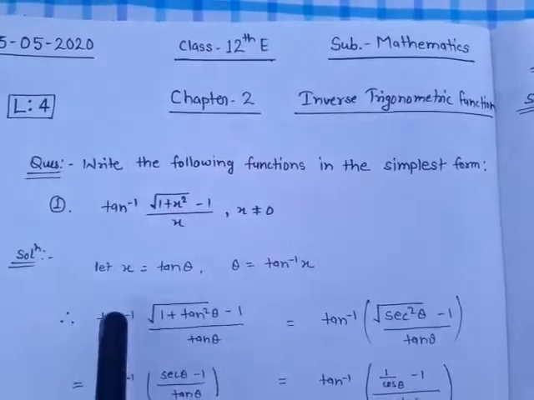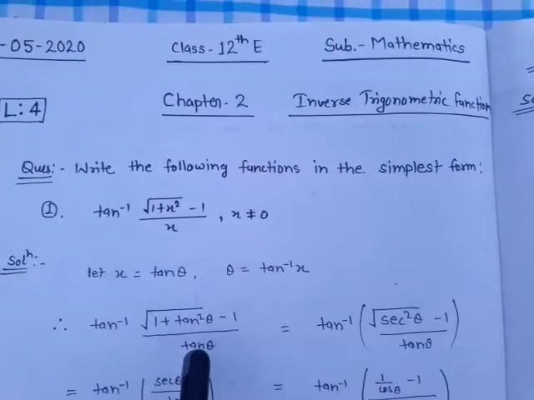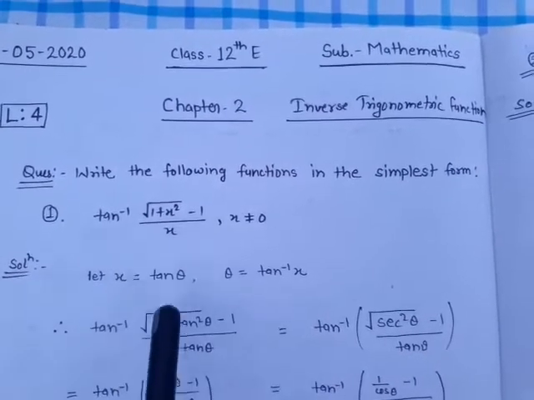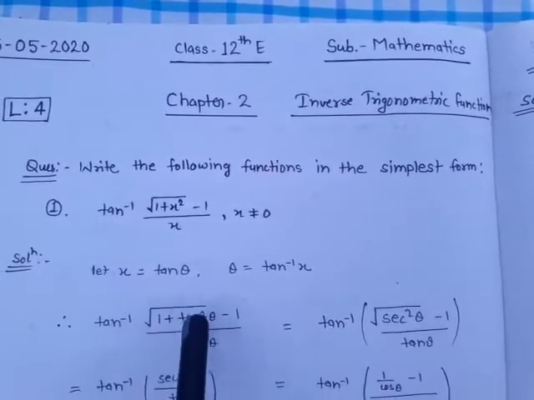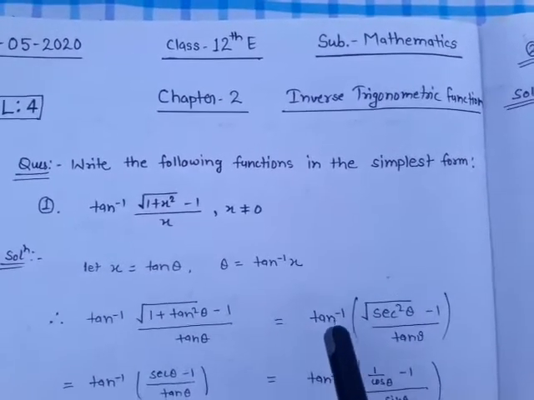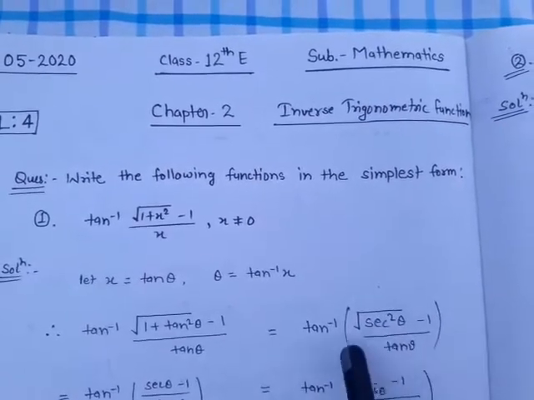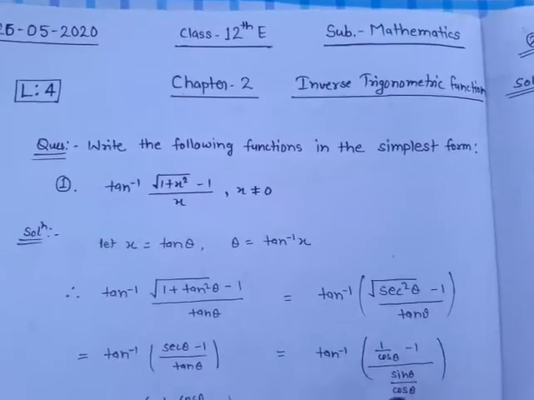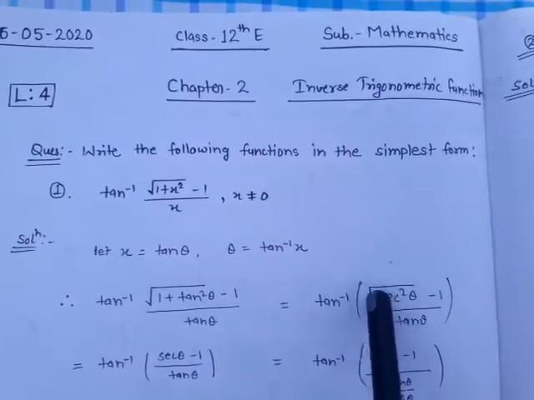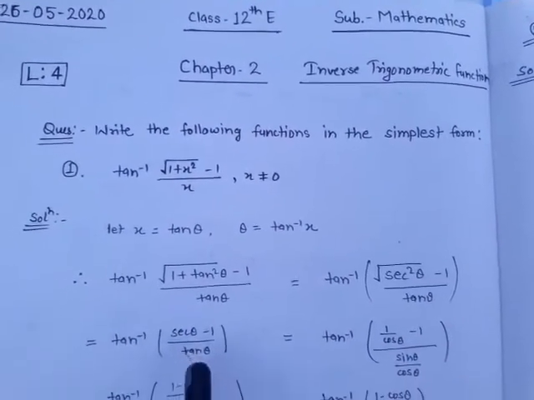Now, in the question, tan inverse of (root of 1 plus tan square theta minus 1) whole by tan theta. In place of x, we put tan theta. Now, 1 plus tan square theta is equal to sec square theta due to the identity. So this gives tan inverse of (root of sec square theta minus 1) upon tan theta. Now, root of sec square theta gives sec theta, so we get tan inverse of (sec theta minus 1) upon tan theta.